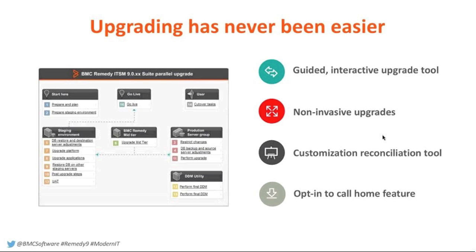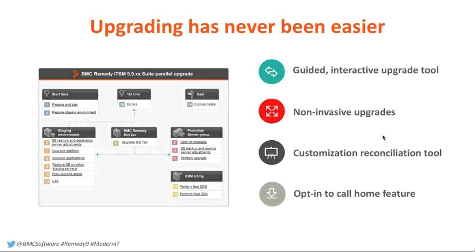If you do actually run the upgrade and something happens, you can opt into a call home feature, and immediately BMC will receive all of the log files, a complete snapshot of where you were in the upgrade process, what actually failed, and we'll create a ticket, and we'll be waiting there for you when you're ready to talk to us about your upgrade problem.